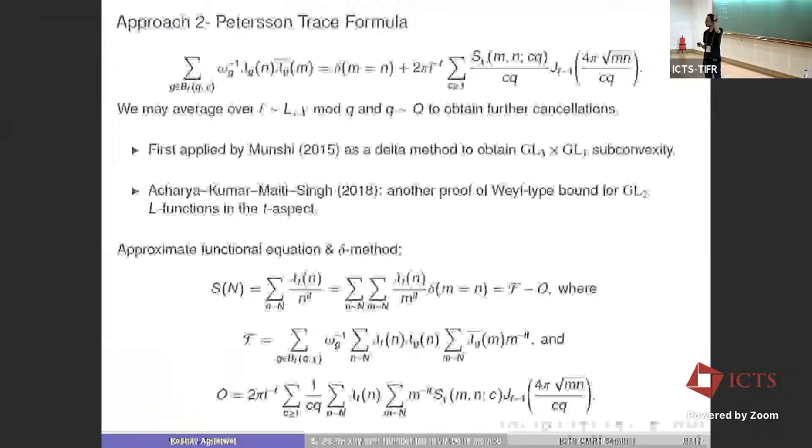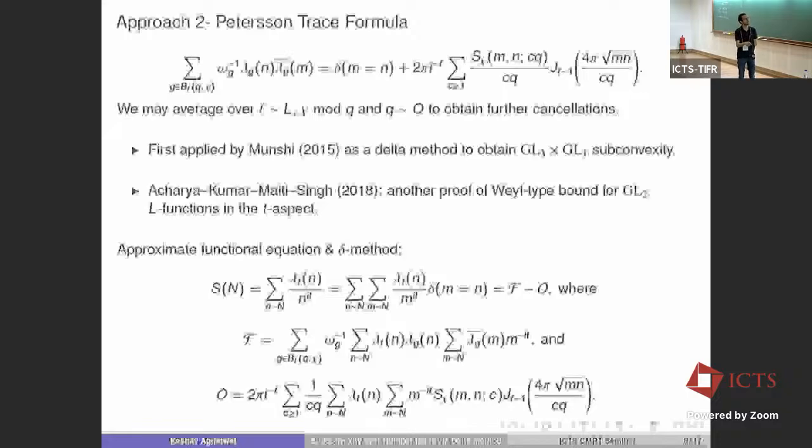So once again, you start with an approximate functional equation like so. You want to now detect when two integers are equal to each other, and you can detect when two integers are equal to each other by writing this particular Petersson trace formula inside this. And if you do that, you can see that the trace formula is a difference of two particular objects.